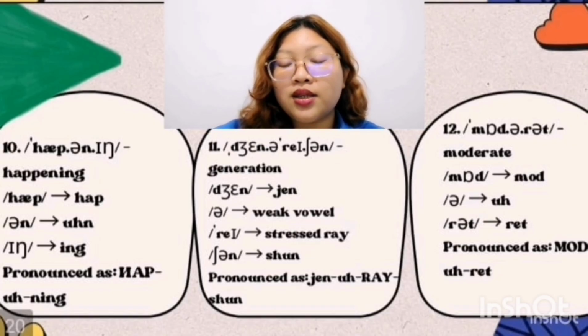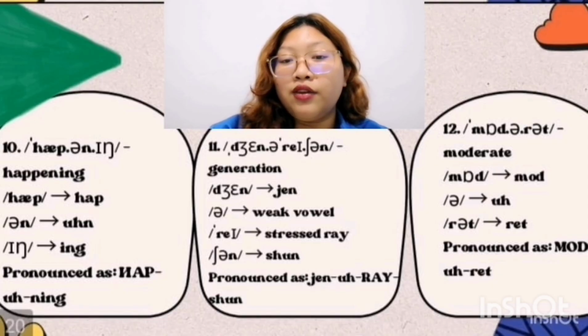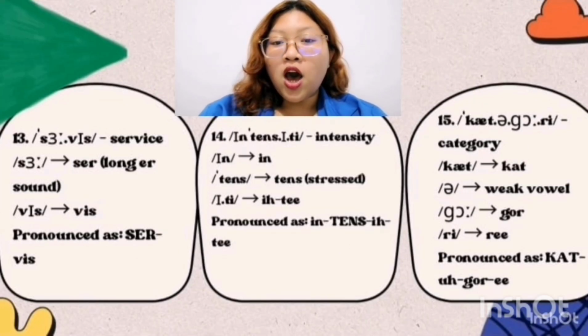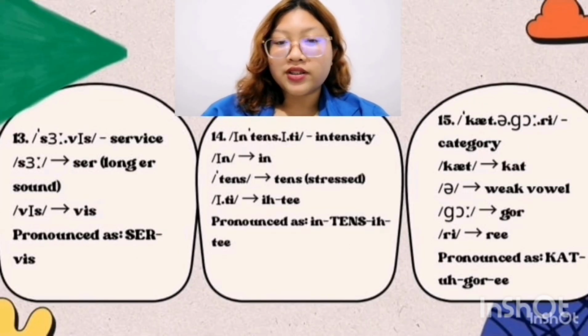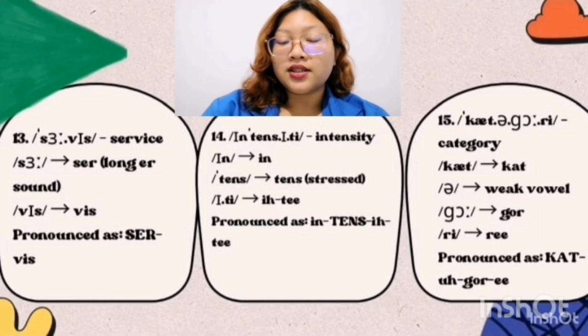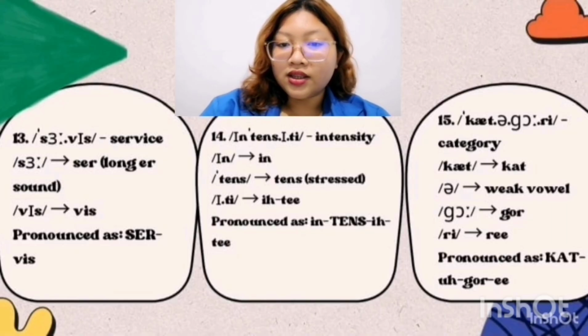And 12 is moderate, or the word looks like moderate. The first part is "mod", then "rut". The sound looks like moderate. 13: surface. The first "sur" has a longer sound. So this is read as surface.